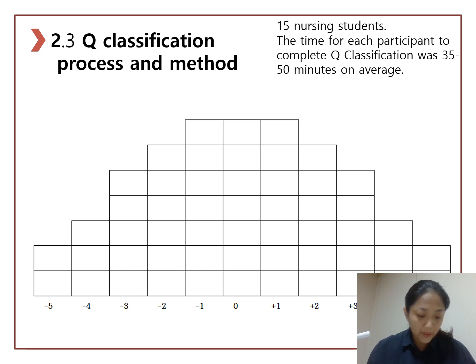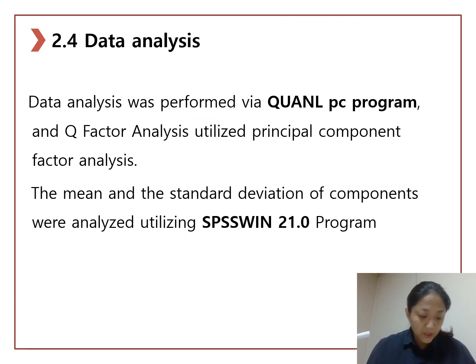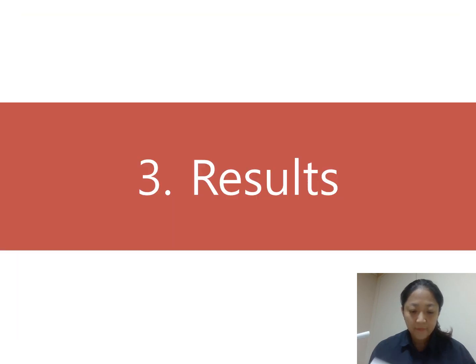This slide shows the QMAT classification process and method. 15 nursing students participated. The time for each participant to complete Q classification was 35 to 50 minutes on average. Data analysis was performed via the PC QUANAL program, and Q factor analysis utilized principal components factor analysis. The mean and the standard deviation of components were analyzed utilizing the SPSS Win 21 program.